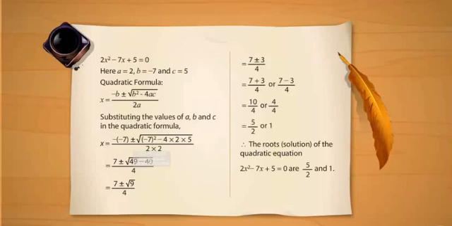On simplifying, we get two values of x, 5 upon 2 and 1. So 5 upon 2 and 1 are the roots of the quadratic equation 2x squared minus 7x plus 5 is equal to 0. Now you have learned all the three methods of solving quadratic equations.